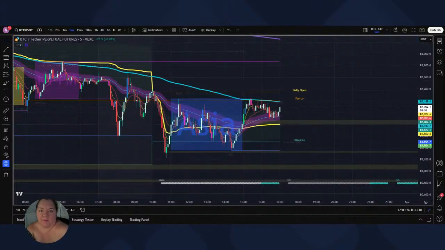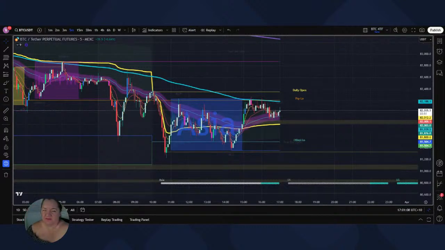So I am a market maker method trader. I trade PVSRA candles and market maker movements, which are similar to Elliott waves. They're kind of in 3 waves up, 3 waves down, if you think about it that way. But what I trade in particular is the Asia range. So I'm based in Australia.